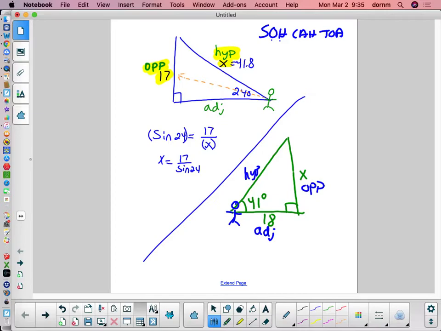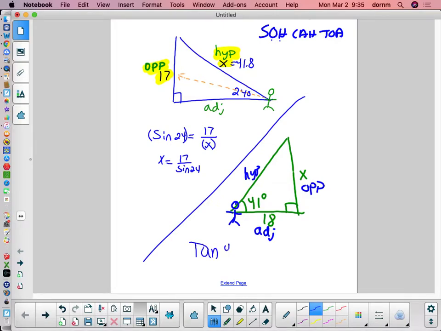Which function do I choose when opposite and adjacent are the two in play? Tangent. And if you're not sure, you look up SOHCAHTOA. That uses hypotenuse, not in play. Oh, this uses opposite and adjacent. That's the one I want. T stands for tangent. Now I set up my equation.